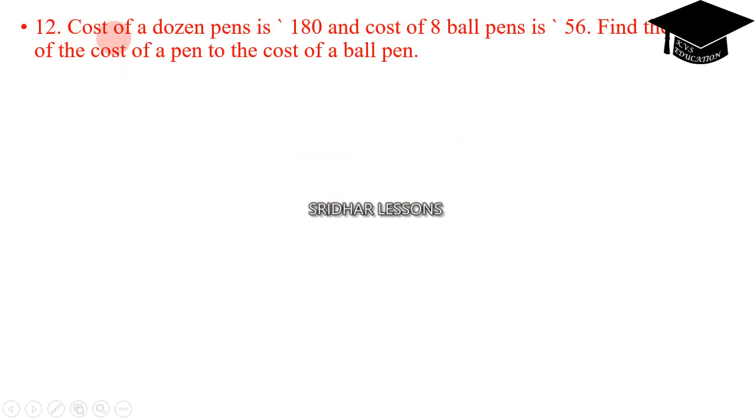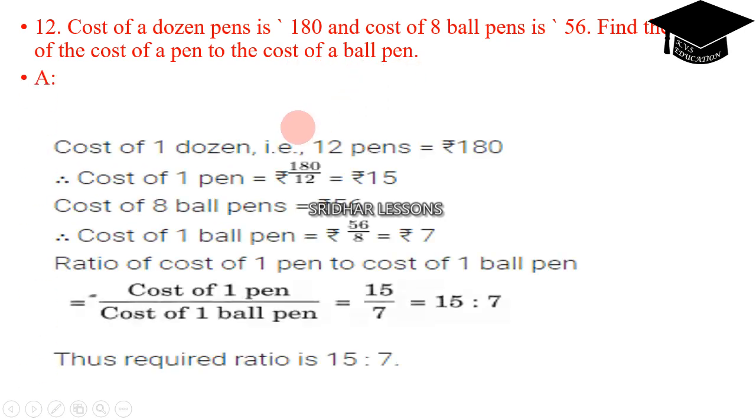Question number 12. Cost of a dozen pens is 180 rupees, and cost of 8 ball pens is 56 rupees. Find the ratio of the cost of a pen to the cost of a ball pen. Cost of 1 dozen, that is 12 pens, is equal to 180. Therefore, cost of 1 pen is equal to 180 by 12, which is equal to 15 rupees. Cost of 8 ball pens is equal to 56, and the cost of 1 ball pen is equal to 56 by 8, that is 7 rupees.